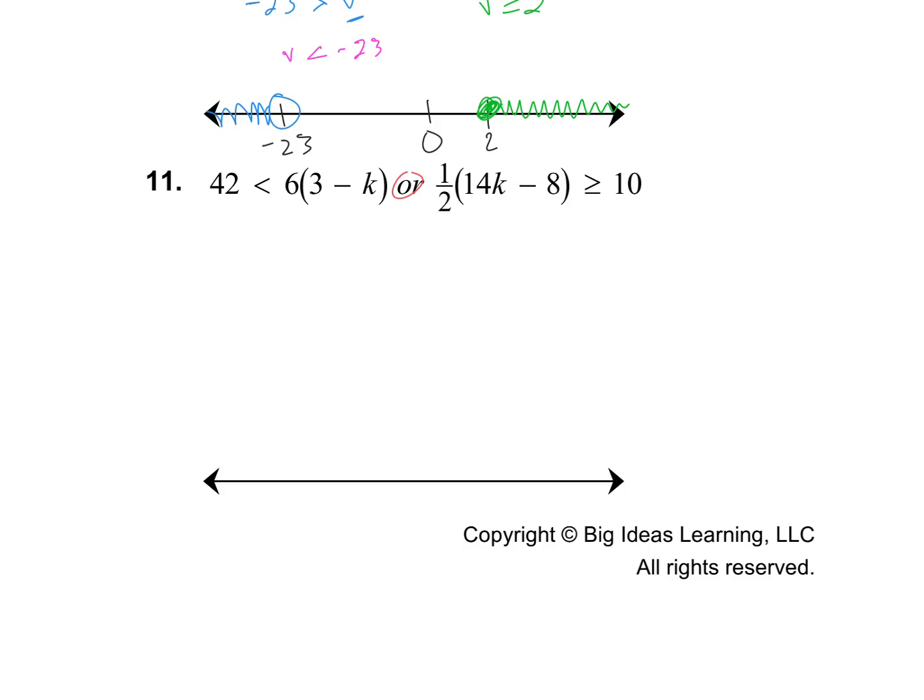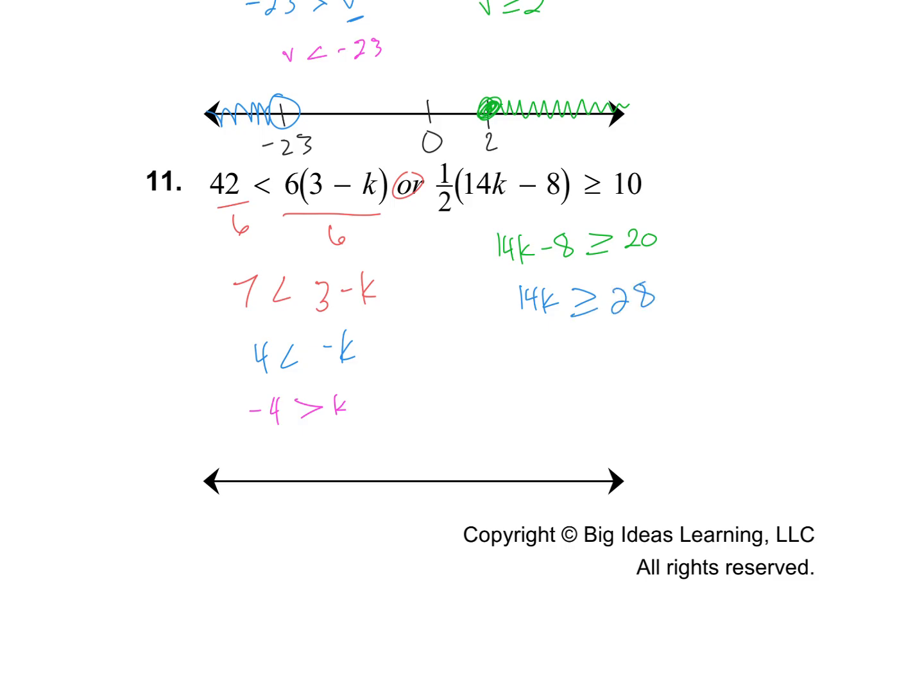An or, so we're going to do this one way, we're going to do this one the other way. Here's what I'm going to do. I'm going to divide that side by 6 and that side by 6 to get 7 is less than 3 minus k. I'm going to subtract 3. I'm going to multiply by -1. And I have to flip my inequality. Over here on the right, I'm going to multiply by 2. And I get 20. And then I get to add 8. And then I divide by 14. Almost said 2 because the answer is 2.